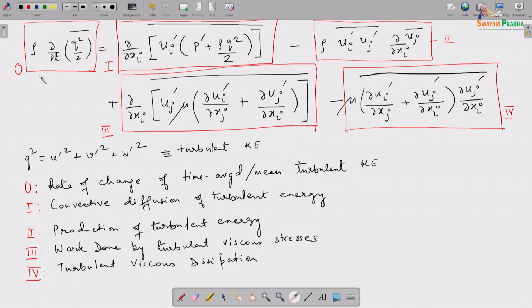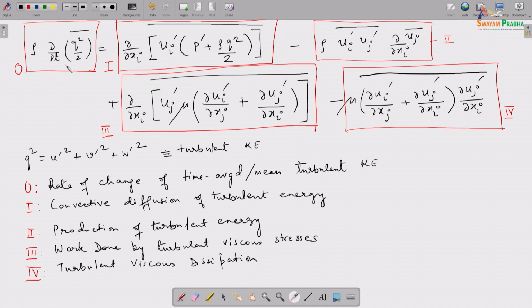Previously we have looked at dV/dt and things like that. We have looked at the rate of change, basically the total acceleration of a fluid flow, and we had two terms and we understood that. Now, in this case, however, we have the rate of change of mean turbulent kinetic energy. That is essentially given by four of these quantities here.